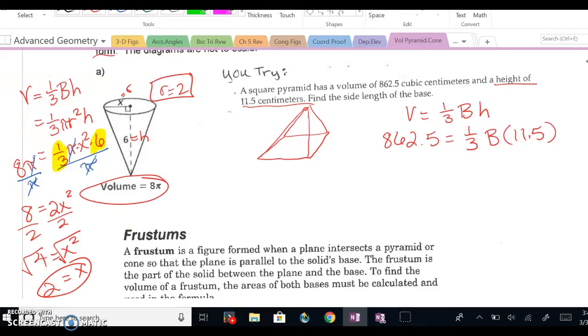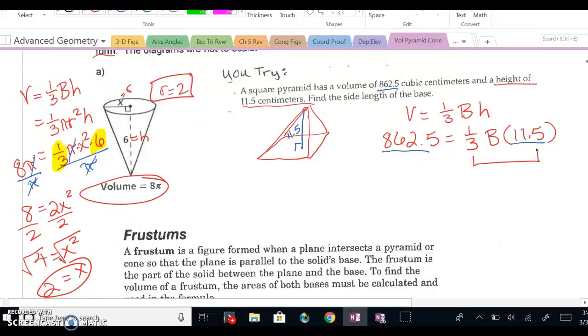Okay, we had a square pyramid with a height of 11.5. When we plug that into the formula, it's 11.5 for the height. The volume they told us in the story problem was 862.5. So we're just plugging that into the 1/3 BH formula. When I combine like terms, the multiplication order doesn't matter.